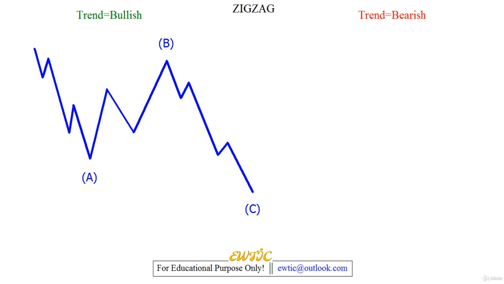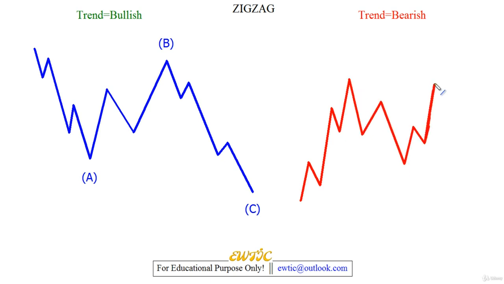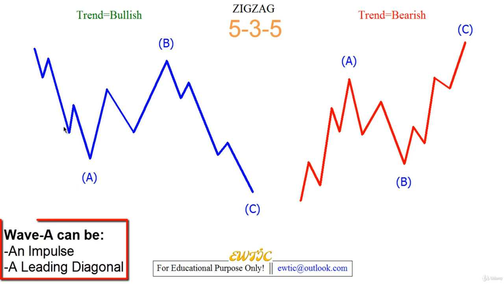Similarly, when the main trend is bearish, the direction of the zigzag, which is a corrective wave, is going to be upside, right? Wave A, wave B, and wave C. A zigzag is a 5-3-5 pattern. That means the number of subwaves in wave A is 5, which is either an impulse wave or a leading diagonal.